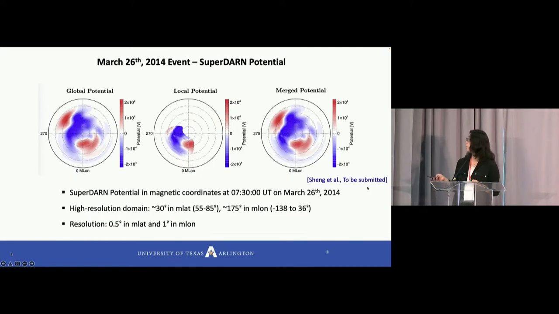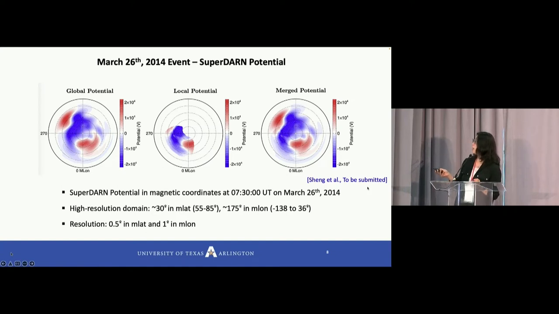Particularly, we did some study for this March 26, 2014 event. Here just to show several potential patterns from SuperDARN. The first one is just the global low resolution pattern, and probably you can get it from the SuperDARN website. And here is the local high-resolution potential pattern from Beer's process. Then we can merge those two to get a merged potential pattern with the larger scale in the background, but the updated high resolution in the localized region.